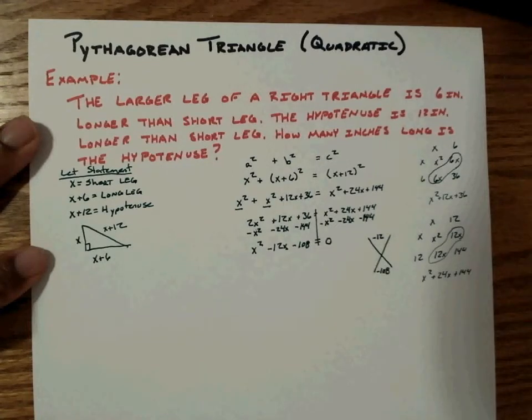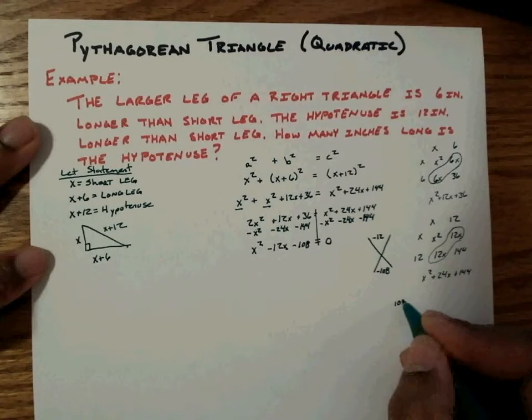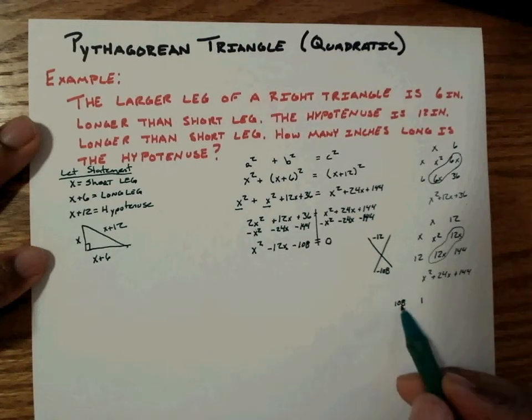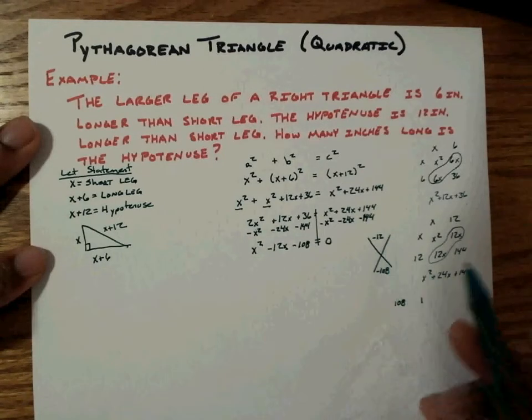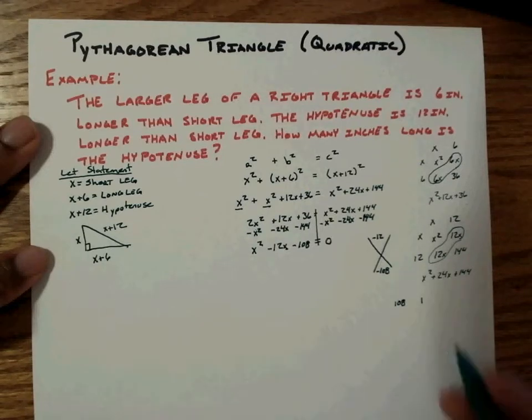So there's a couple of numbers that I can think of. Of course, you always want to start off with 1. So 1 times 108, again, I'm not worried about the positives yet, but 1 times 108 will give us 108. But if we add or subtract these, so if we do 108 plus 1, we don't get 12. If we do 108 minus 1, we don't get 12. So we go on to the next number.